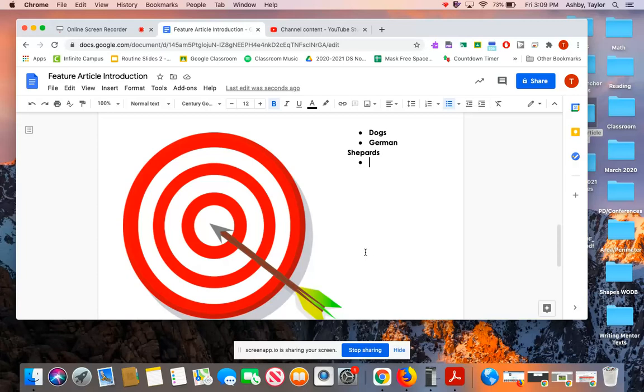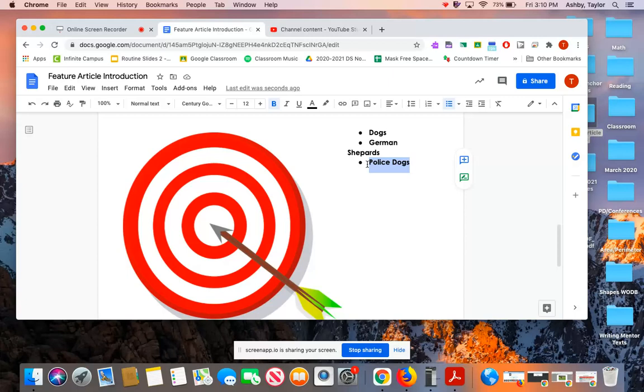One other thing that I'm really passionate about, one other thing that I like learning about, is how German Shepherds are used as police dogs. So as a writer, I'm going to take that last idea that I generated and use that as my feature article topic. I know that this topic is smaller than the idea of dogs, so I'll be able to write more of an article than a book.